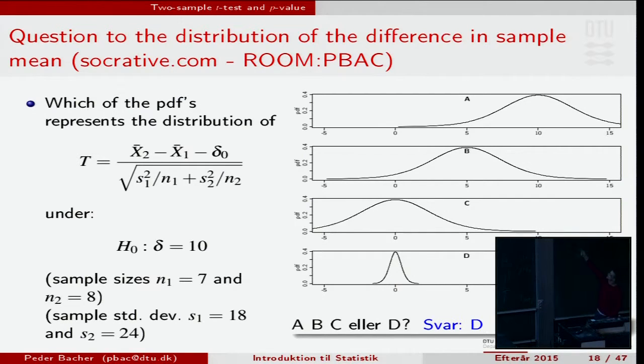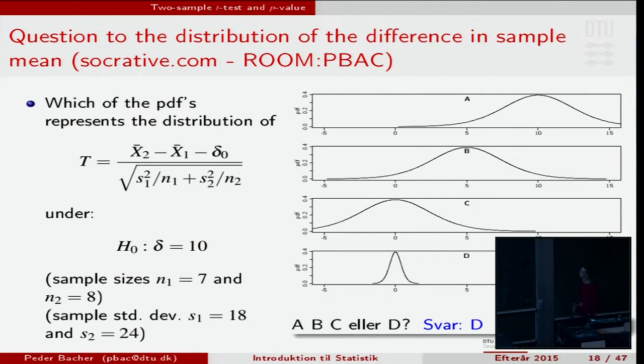So the point is, in the original units of X, so energy use, that's megajoule, that would be A. That's how things are distributed up there. But when we do the test, we scale it down. We shift it over here to be around zero. And then we scale it down to this T distribution.